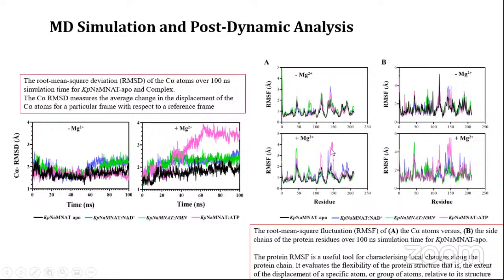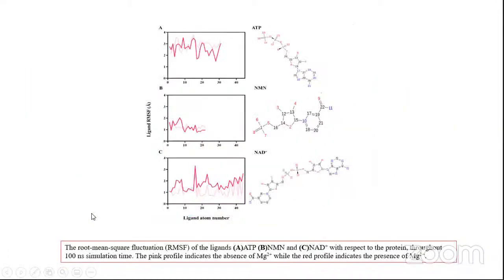However, in the presence of magnesium, we could see that this pink profile, which stands for ATP, it's obvious that there's fluctuation in the side chain of the protein when ATP is bound to the protein in the presence of magnesium. Also, this is consistent, as we can see from these residues, that there's fluctuation which was not in the absence of magnesium, but between residues 120 to 150 there is fluctuation. So furthermore, the radius.